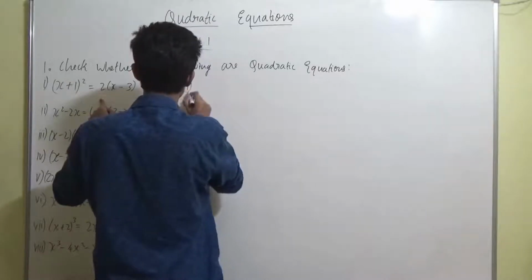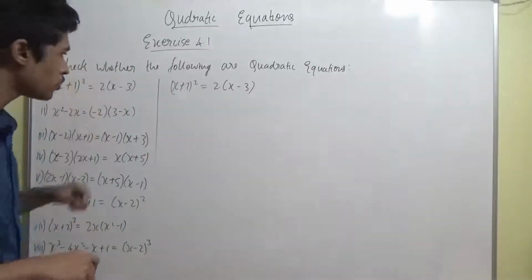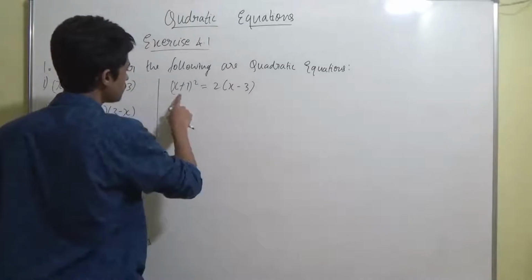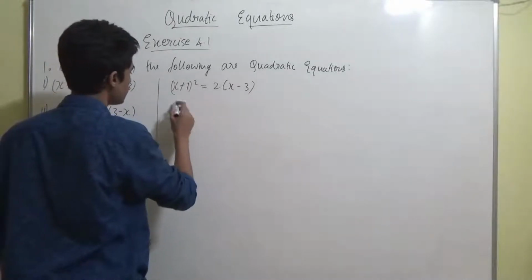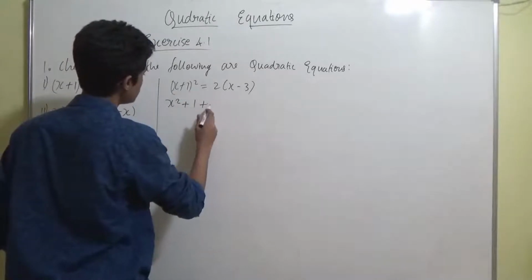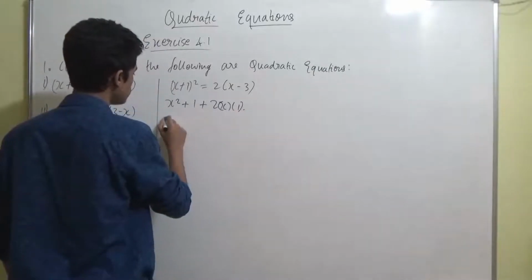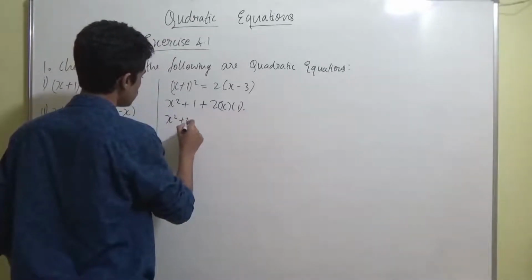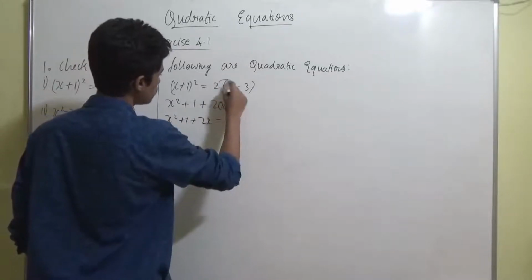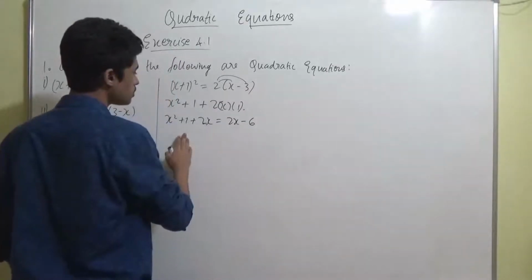x plus 1 the whole square equal to 2x minus 3. So this is (x plus 1) the whole square equal to 2x, the whole x minus 3. So I'll start using this formula guys. (a plus b) the whole square is a square plus b square plus 2ab. So a square plus b square is 1 plus 2 into a into b. Getting it guys? So this will be reduced to x square plus 1 plus 2x equal to, now this I'll multiply, 2x minus 6.